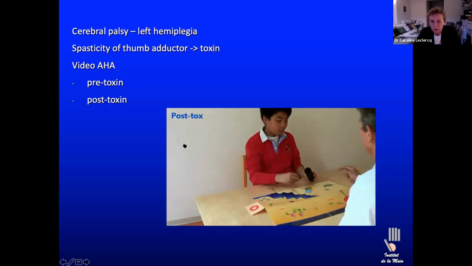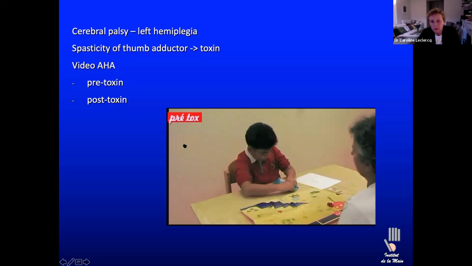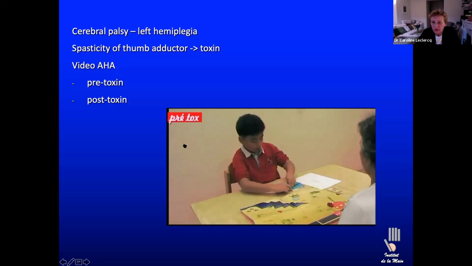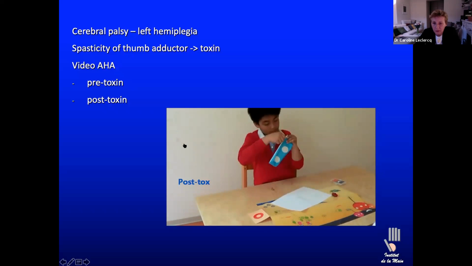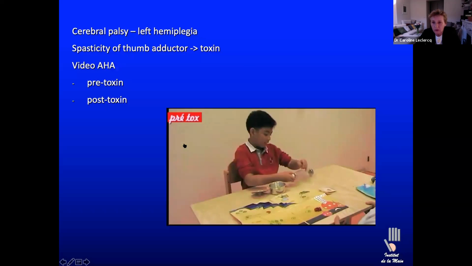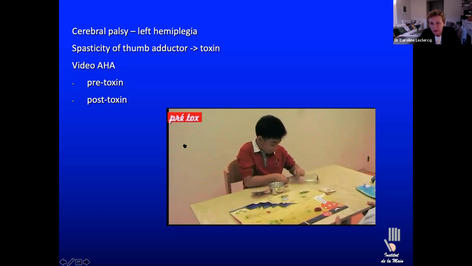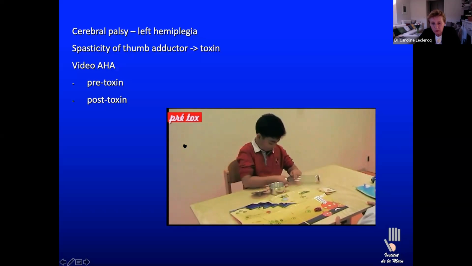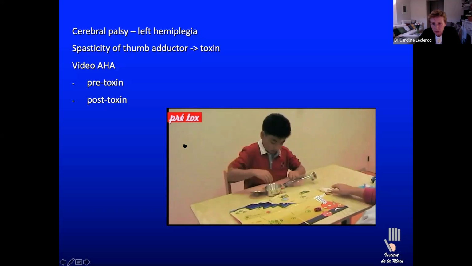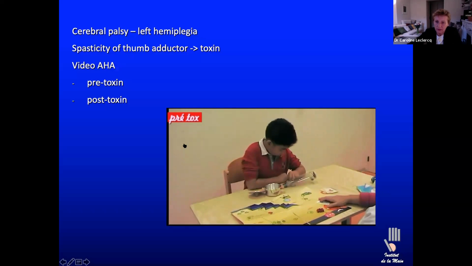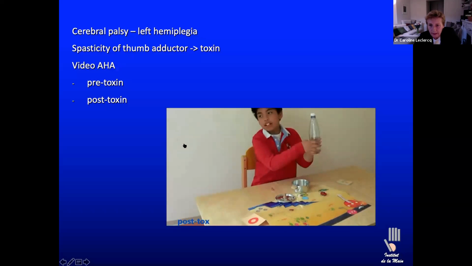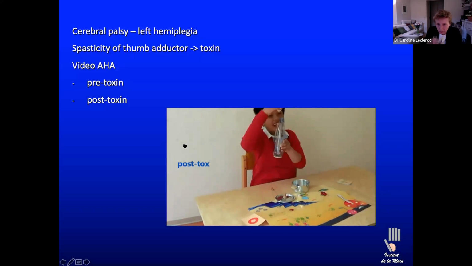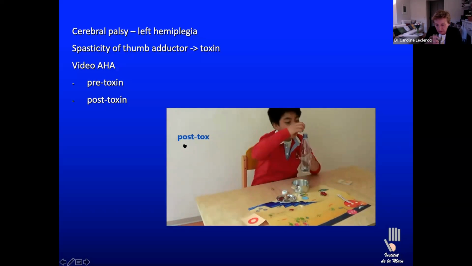So here now we are post-toxin, and we go on to the next activity where he has to open this little bag. And you see here, before toxin, his hand is used only as a press. He has no kind of grasp, and he has found himself now, after the toxin, that he can use it. And the best example is here, opening the bottle and putting some marbles in the bottom. So here, pre-toxin, he cannot perform very well. He doesn't have the capacity to hold the bottle straight. And now, after toxin in his thumb adductor, you see things become much more simple, and he can perform this task quite easily.